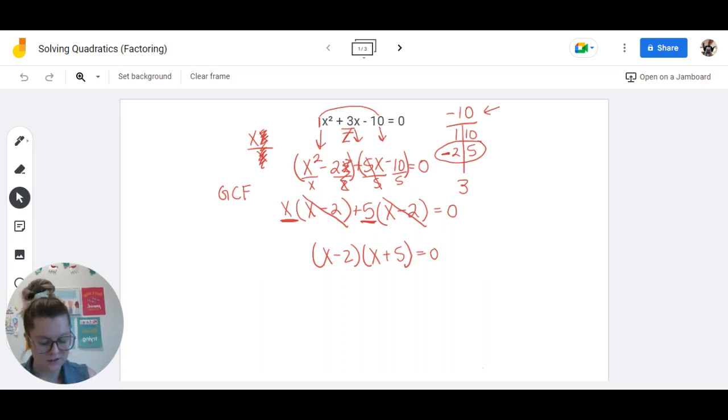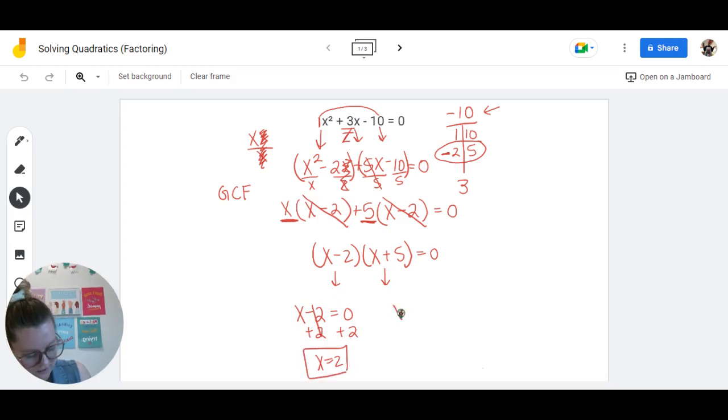Because it's set equal to 0, either my first parenthesis needs to be set equal to 0 or my second. So I'm going to solve these two separately. So x minus 2 set equal to 0. I'm going to add 2 to both sides. So my x value is equal to 2. There's solution number 1. Second, I'm setting x plus 5 equal to 0. I'm going to subtract 5 on both sides to get x by itself. So x is equal to negative 5. So those are your two solutions there.